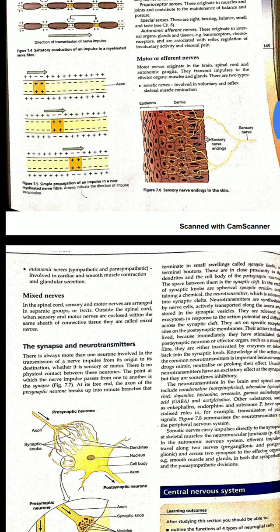Next we have mixed nerves. In the spinal cord, sensory and motor nerves are arranged in separate groups or tracts. Outside the spinal cord, when the sensory and the motor nerves are enclosed within the same sheath of connective tissue, they are called mixed nerves. So that's all for today.